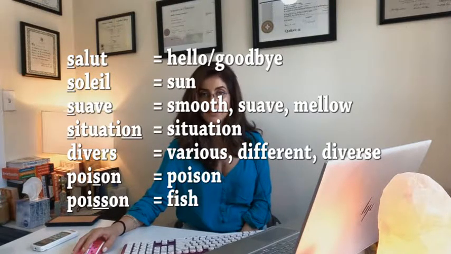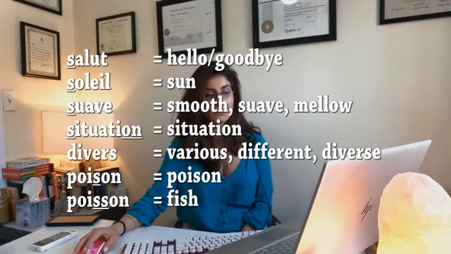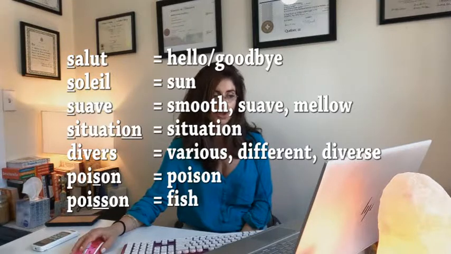And if it's two S, you say son. So two S makes the sound S, poisson. So one's poison, which is poison, and the other word has two S and it's poisson, which is fish.